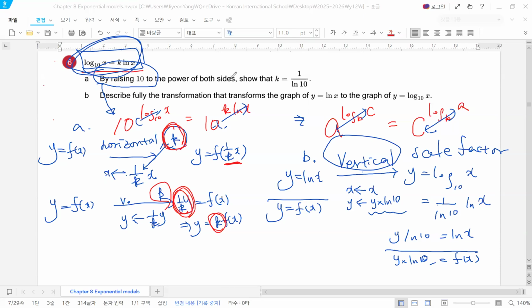Okay, so students, again, from y equals ln x, the changed one is 1 over ln 10. Y times ln 10 equals ln x. It means that you substitute y times ln 10. So the scale factor should be its reciprocal, which is 1 over ln 10.